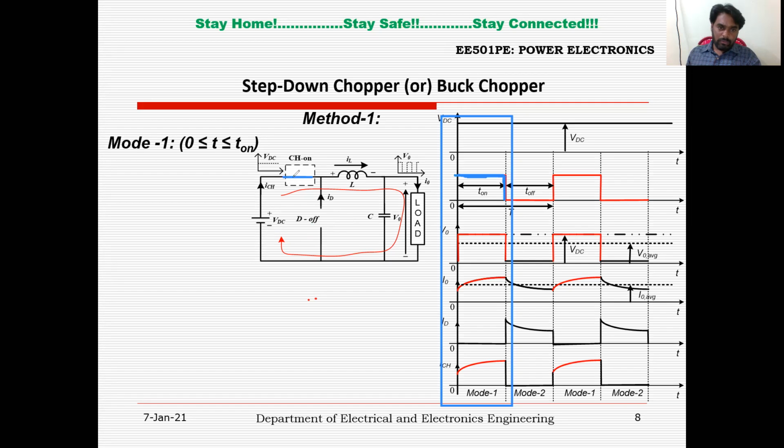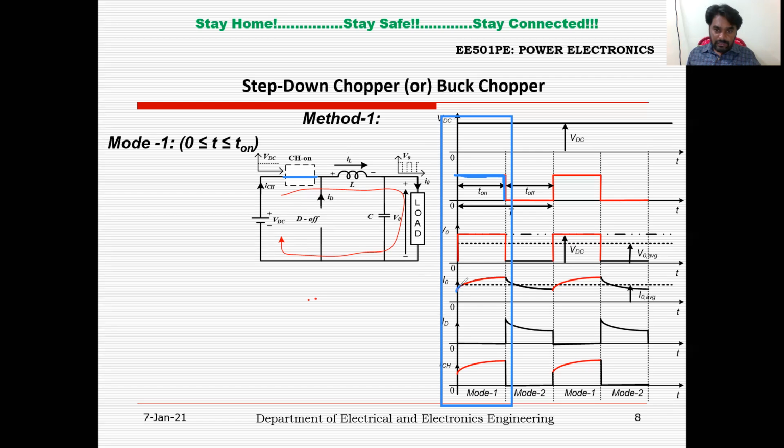So which means at the moment it is in on condition, you can see the direction of current with red color. It is flowing from VDC positive through chopper, inductor, through load and back to the VDC negative. This is the direction of current you can find. Okay, which means during this interval, the inductor is connected to the battery and the inductor will charge and store the energy. So the inductor is carrying the charging current.